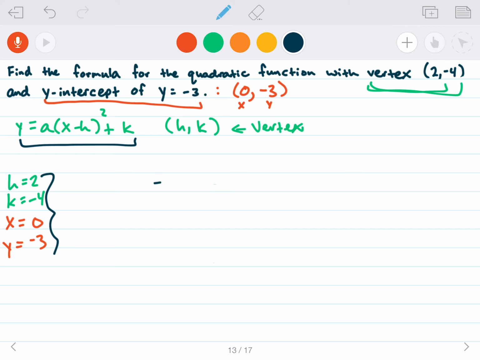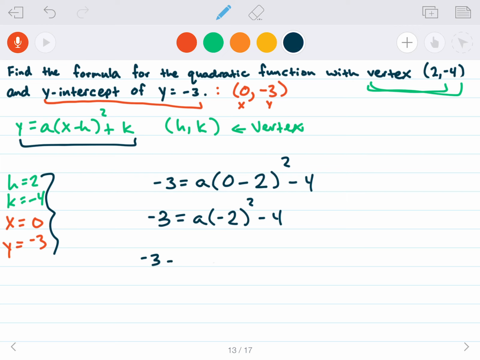So we have y, which is negative 3, equals a times the corresponding x, which is 0, minus h, which is 2, squared, plus k, which is minus 4. Let's go ahead and simplify this to get negative 2 on the inside of those parentheses. And negative 2 squared is negative 2 times negative 2, which is just positive 4. And what I can do from here is add 4 to both sides to give me that a times 4 is equal to 1.